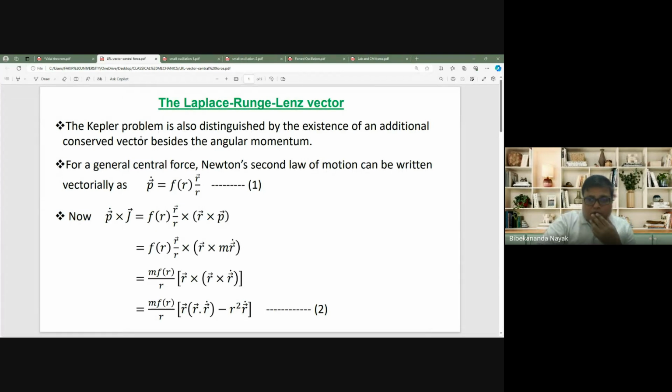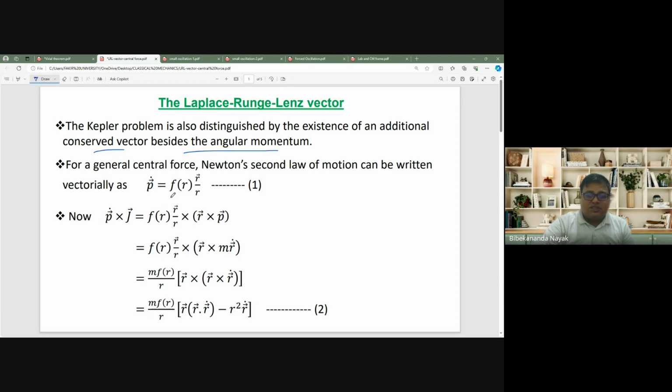Next we go for the Laplace-Runge-Lenz vector. The Kepler problem is also distinguished by the existence of an additional conserved vector besides the angular momentum. For Kepler's problem, energy is a conserved quantity, angular momentum is a conserved quantity, areal velocity is a conserved quantity. Besides these, you have an extra conserved quantity, which is the Laplace-Runge-Lenz vector. What is its importance? From directly this definition of the Laplace-Runge-Lenz vector, we can derive Kepler's laws. For a general central force problem, Newton's second law of motion can be written as F is equal to P dot.